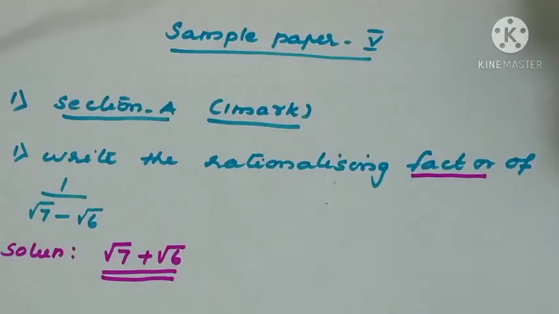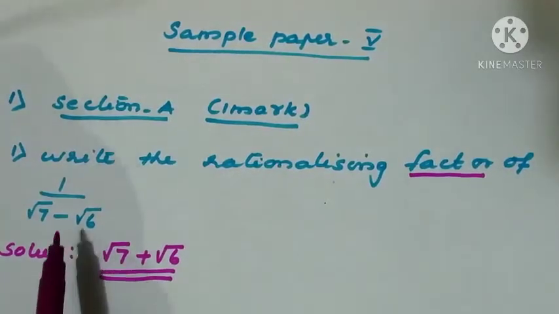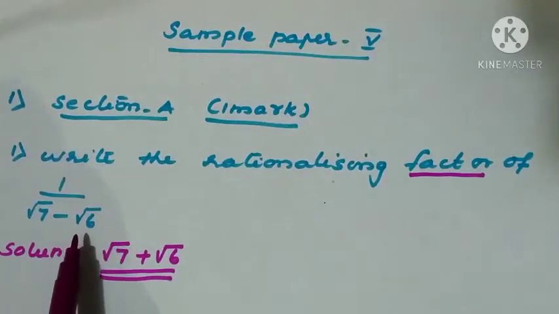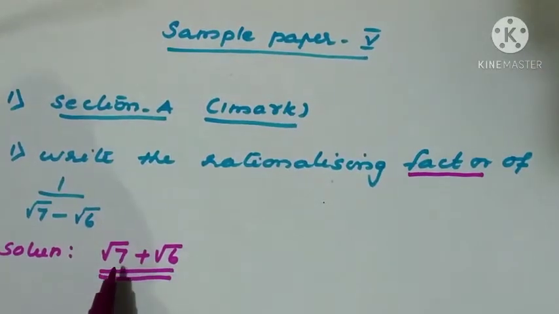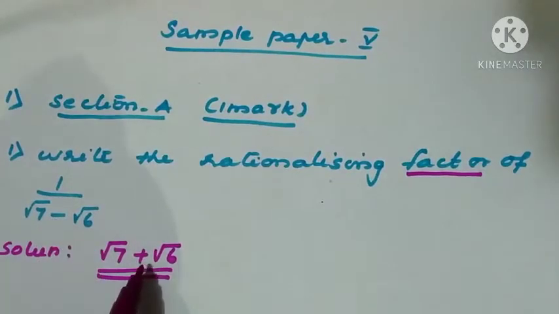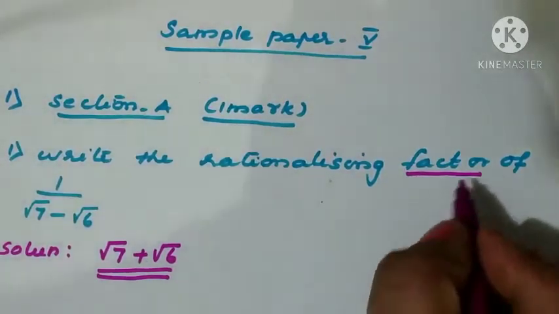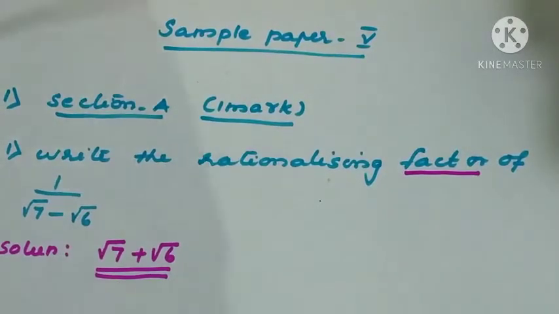First question, write the rationalizing factor of 1 by root 7 minus root 6. Rationalizing the denominator you have already studied. Here it is asked only the rationalizing factor. That means when we want to rationalize the denominator, what is the term we use for multiplying and dividing? That is root 7 plus root 6. Here minus is already there, so we take the opposite sign. Only the factor is asked, so the answer is root 7 plus root 6.